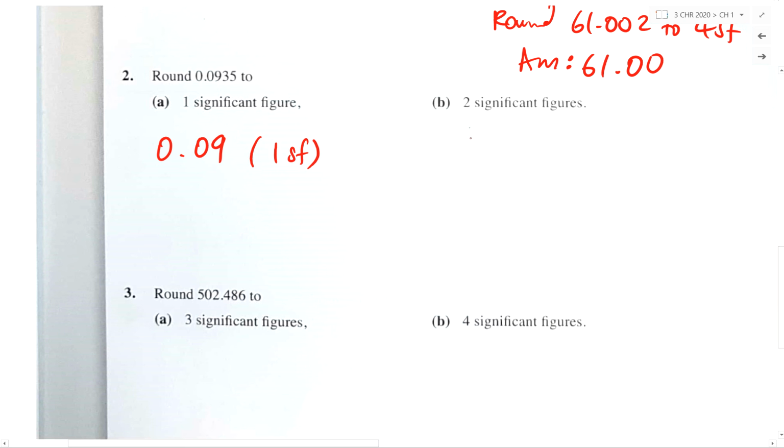Okay, 2 SF, what is the answer? 4. So this is 2 SF. Okay, for 2 SF, you look at the third SF. It is always useful to identify which is my first, second, and third. So this is my first, this is my second, and this is my third SF. If you want 2 SF, you look at the third one. What is the value? Bigger than or equal to 5?